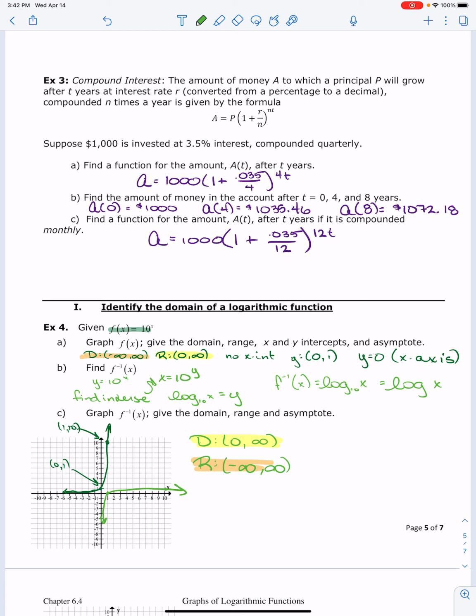Okay. Here I have an x-intercept. We have no y-intercept. And our asymptote, again, x swaps out for y. So it's the line x equals 0, which is our y-axis.